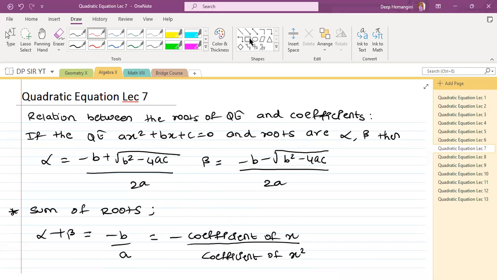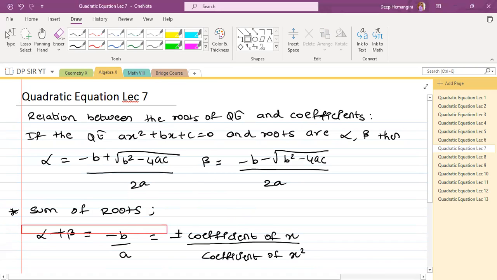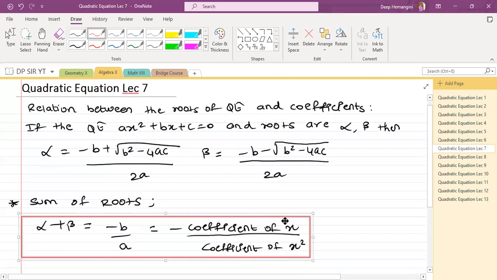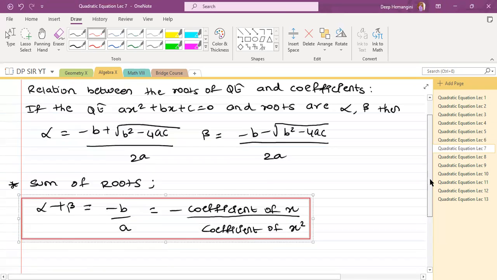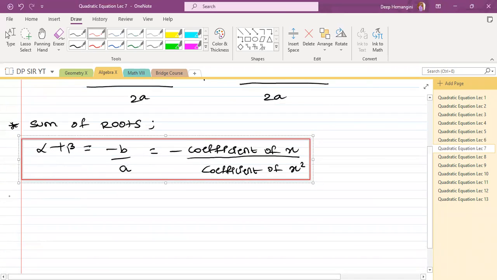We will solve enough questions that this will come to you. It's not a big deal for remembering. It's just a matter of practice. Then you should also understand the product of the roots. In this case, you are going to multiply alpha and beta. So now, talking about the product of the roots.